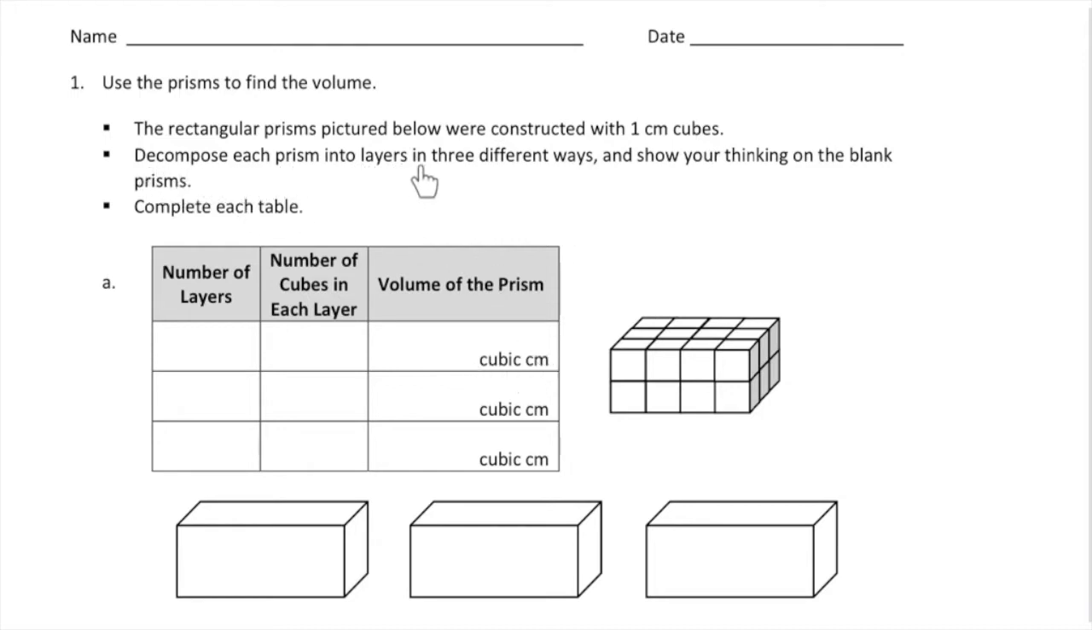Decompose each prism into layers in 3 different ways and show your thinking on the blank prism. Complete the table. If you want to just do 2 ways, I'm okay with that. If you want to do all 3 ways, that's fine too. Do what works best for you, but I'm going to show you how I'm going to break this up. So when I look at this prism, I can look at it a few different ways. I can look at the front side and see how many there are, and then see how many layers, and this is how I would decompose it.